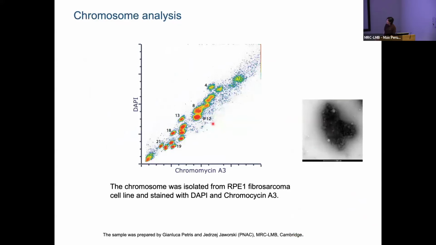We can also do chromosome analysis in LMB. Our cell sorters are equipped with a specific laser line, a 445 nanometer laser line. This laser line is particularly to look at chromomycin A3. Chromomycin A3 binds preferentially to GC content. DAPI preferentially binds to AT content. So when we stain our chromosomes with DAPI and chromomycin A3, we can pick out each individual chromosome.